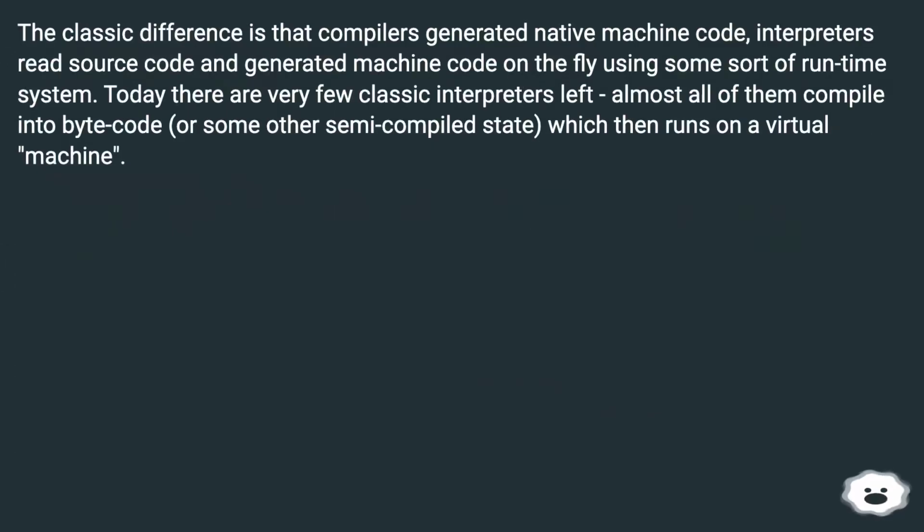The classic difference is that compilers generated native machine code, while interpreters read source code and generated machine code on the fly using some sort of runtime system. Today there are very few classic interpreters left, almost all of them compile into bytecode, or some other semi-compiled state, which then runs on a virtual machine.